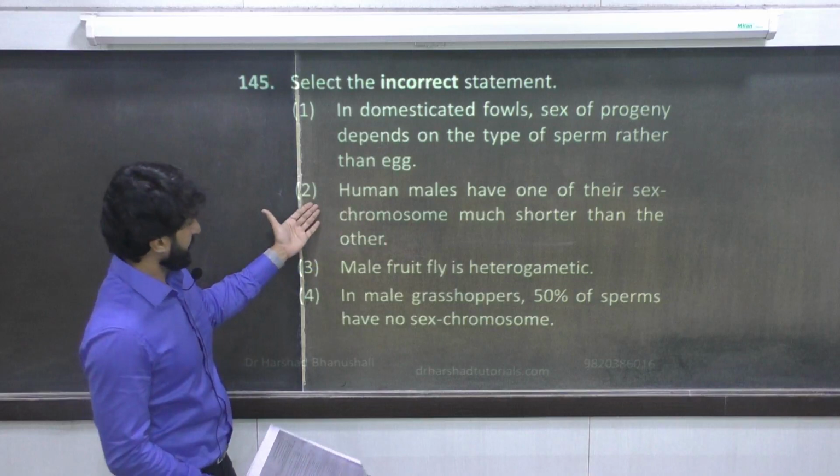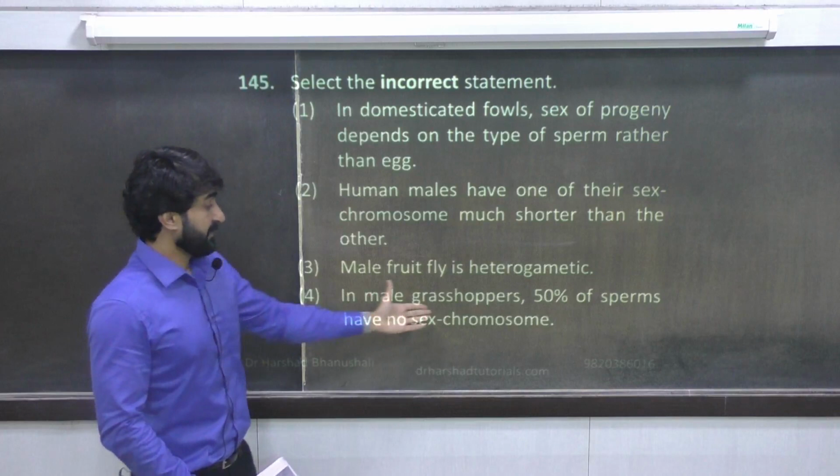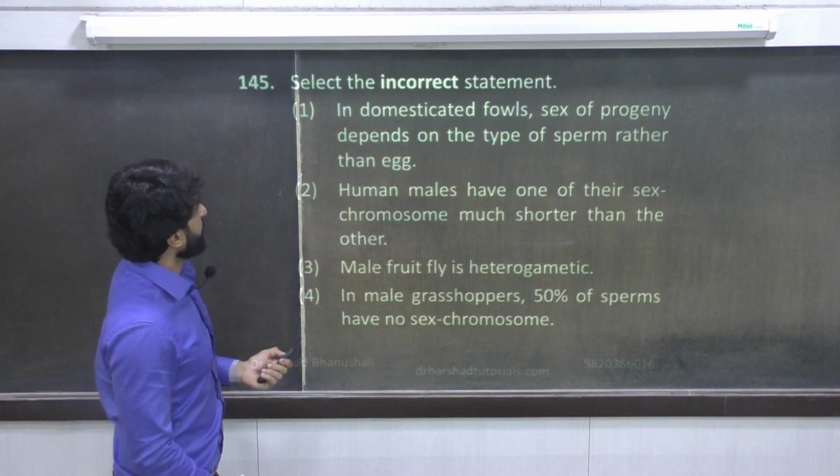This is correct: the X chromosome is shorter than Y. This is correct: Drosophila males are heterogametic. This is correct: as I told you, grasshoppers have XO in males. So this is the incorrect statement, because in birds, females are heterogametic.